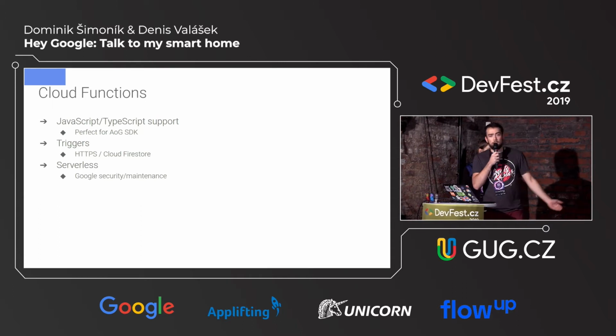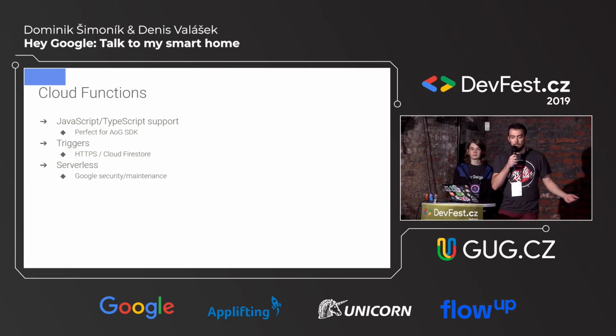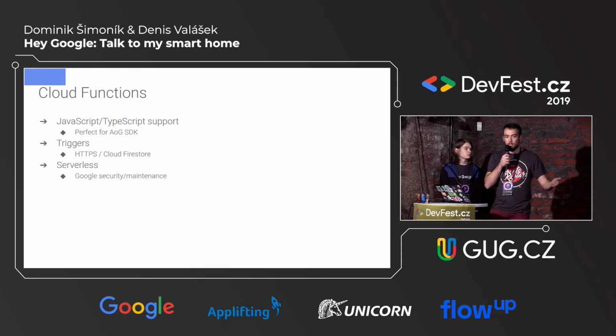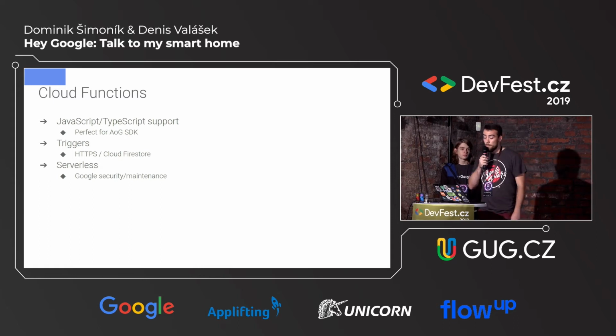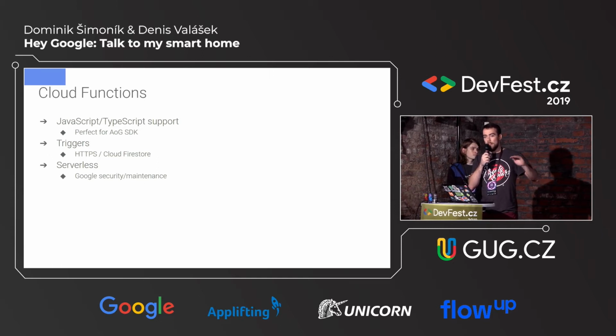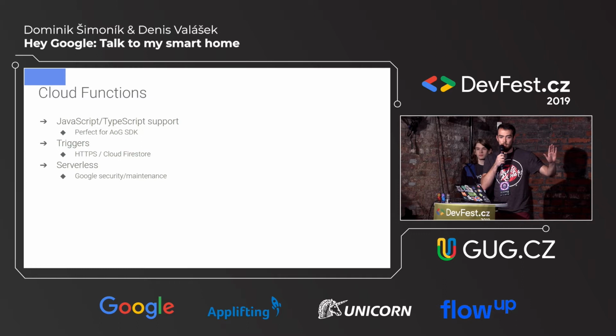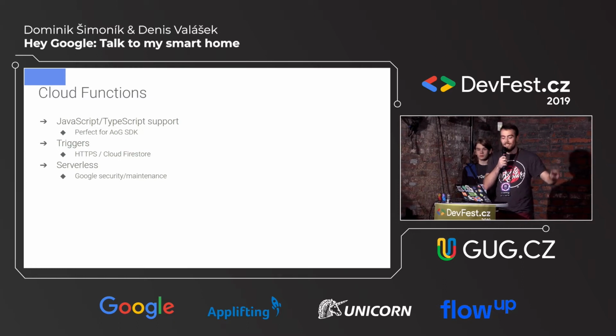Triggers. Triggers are a great thing in the cloud functions because you have triggers, for example, an HTTPS endpoint. You have triggers when somebody writes some data in the database. You have triggers, for example, when someone creates a user in the database and things like that. And it's serverless. You don't have to manage any environment. Google takes care of that.